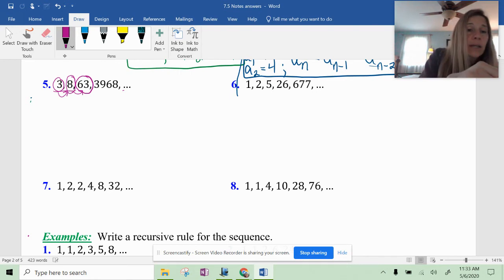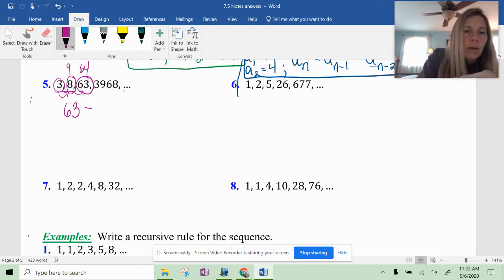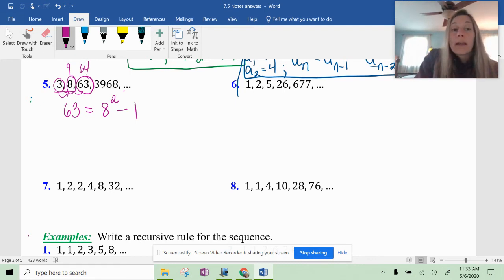Now, like I said, because I know that 64 is a perfect square, the perfect square of 8, right? 8 squared is 64. And I know 3 squared is 9, and those are both just one off of the number in the pattern. I'm going to play around with that. So to get the 63, if I took the 8 and squared it, I would have 64, and then I could subtract 1 and get that 63.